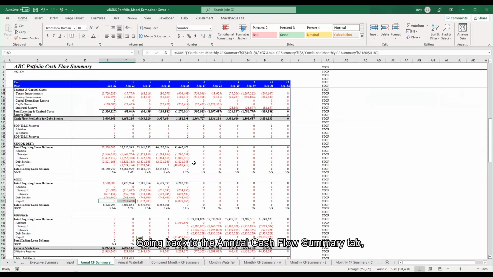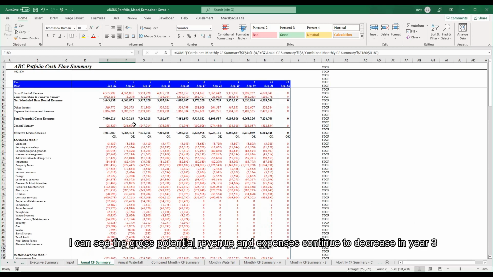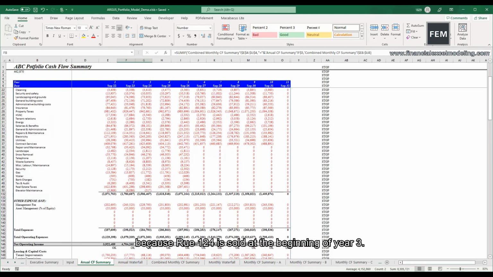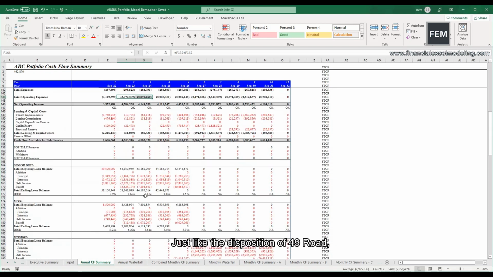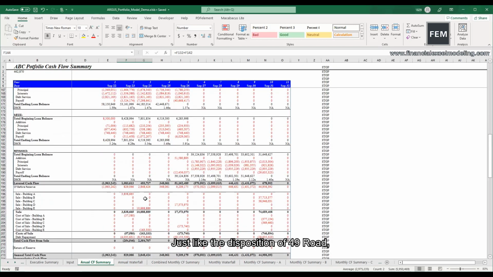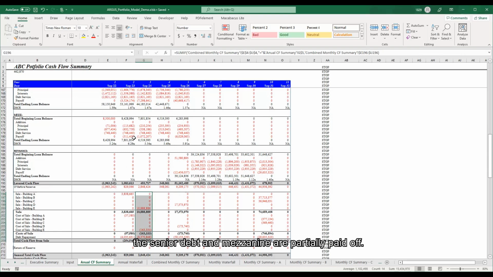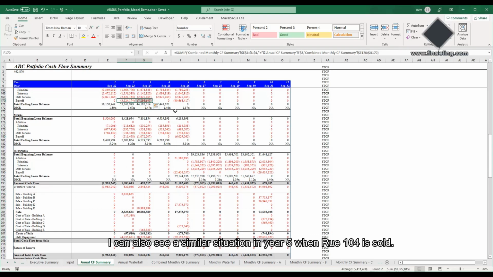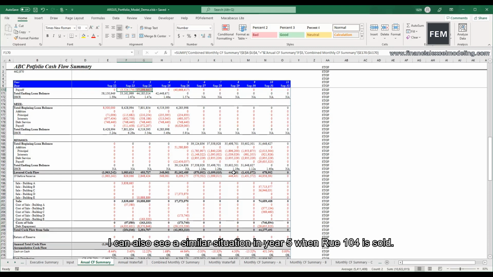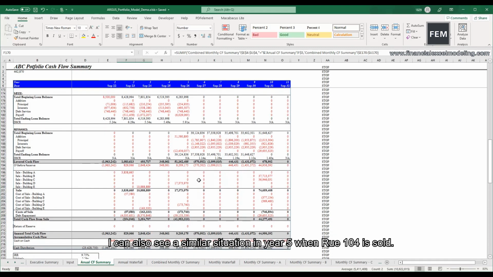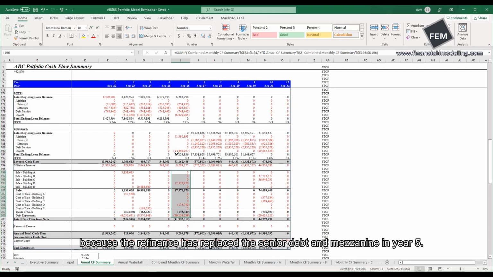Going back to the Annual Cash Flow Summary tab, I can see the gross potential revenue and expenses continue to decrease in year 3 because Rule 124 is sold at the beginning of year 3. Just like the disposition of 49 Road, the senior debt and the mezzanine are partially paid off. I can also see a similar situation in year 5 when Rule 104 is sold. The only difference is that the refinance debt is paid off partially because the refinance has replaced the senior debt and the mezzanine in year 5.